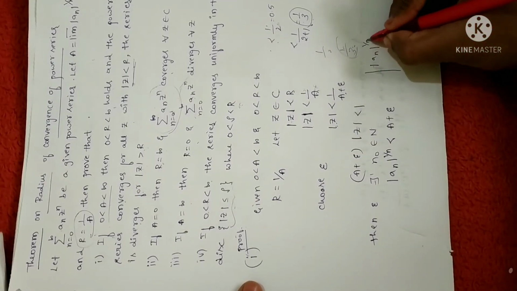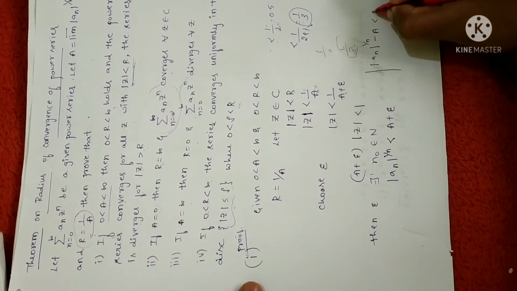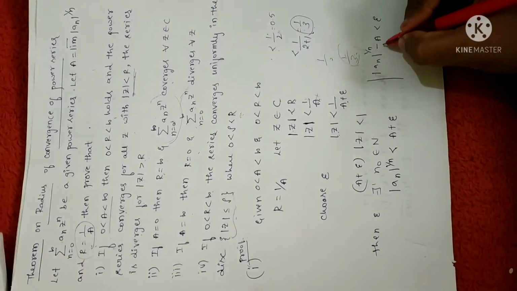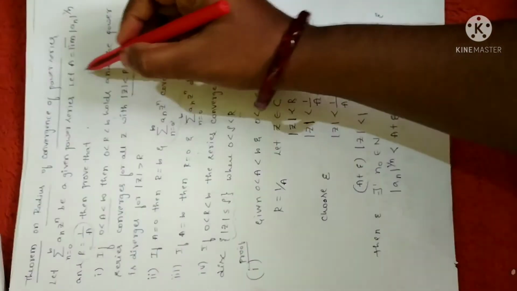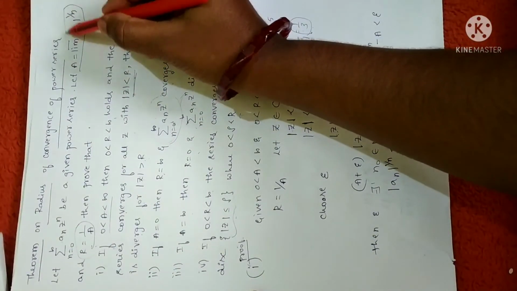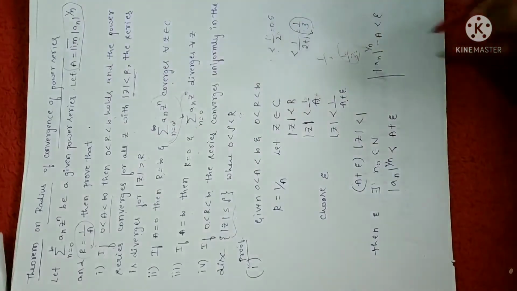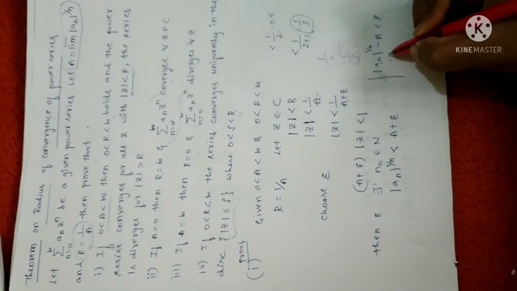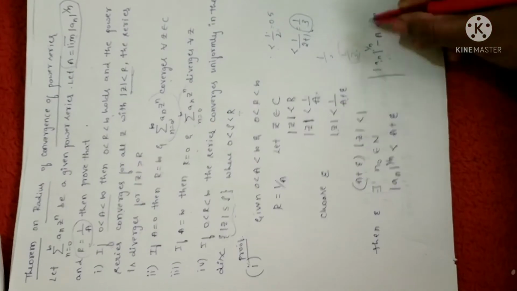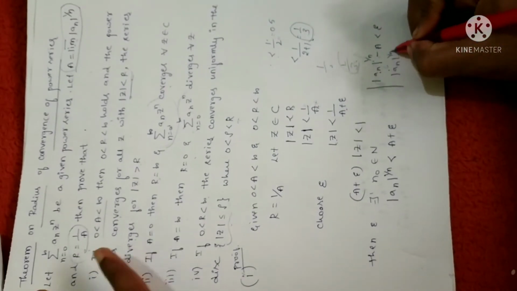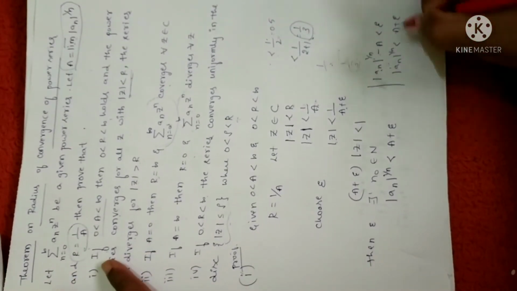What the definition of convergence says is that the magnitude of an whole power of 1 by n minus a is less than epsilon, whenever an power of 1 by n is converging to a. This is a given statement in the theorem itself. Right? So this is converging, the meaning of convergence. So I have considered the definition of convergence, and I have shifted this: an power of 1 by n is less than a plus epsilon. Fine? That is how the concept is.